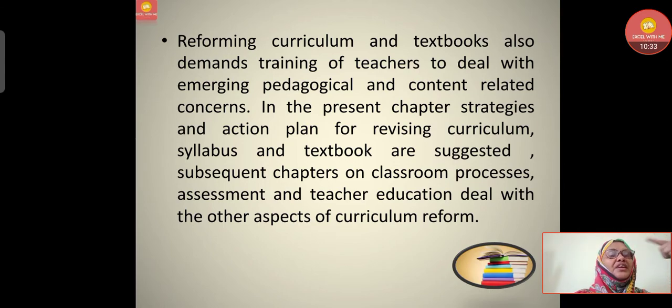In the NCF, they have given different chapters. What they have given regarding reforming curriculum and textbooks, they also demand better training of teachers who deal with the emerging pedagogical concerns, that means methods of teaching learning process, and what content is related to concerns, that is very important. In the strategies chapter of NCF 2005, they have given some action plan also. We will discuss in the coming slides related to curriculum, syllabus and textbooks. They have suggested a few things, so we will discuss them in the coming slides.